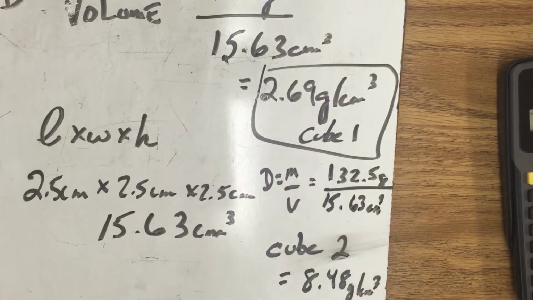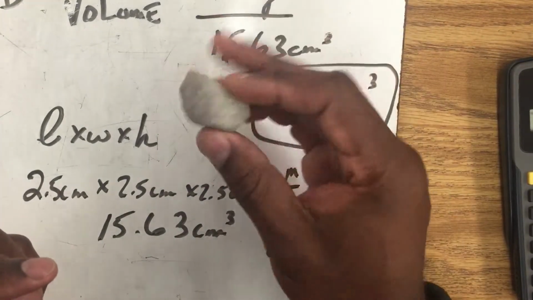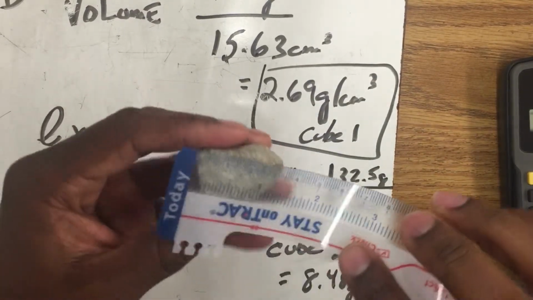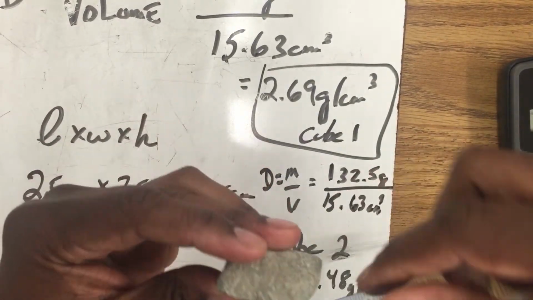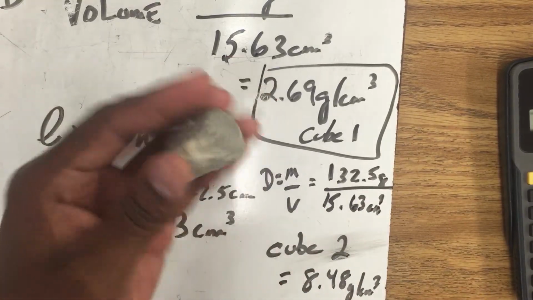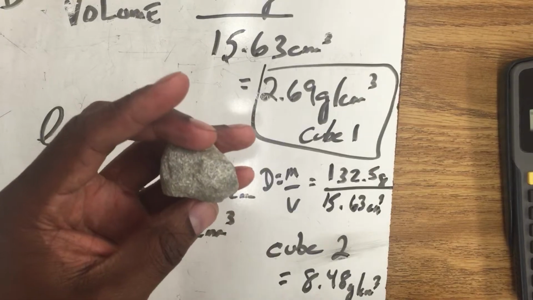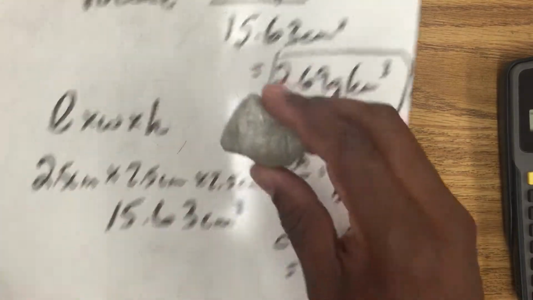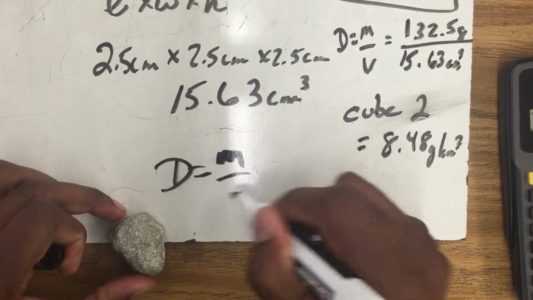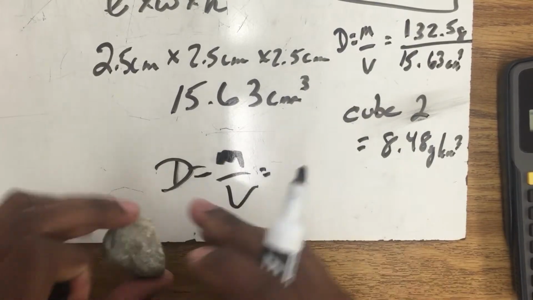But what if I asked you to calculate the density of something like this rock? The rock is curved. You can't take the length times the width times the height because it's got all kinds of rounded edges and it's not a perfect rectangle. So what do we do? Well, the process is the same. You take density equals mass over volume, so we need the mass of this rock.